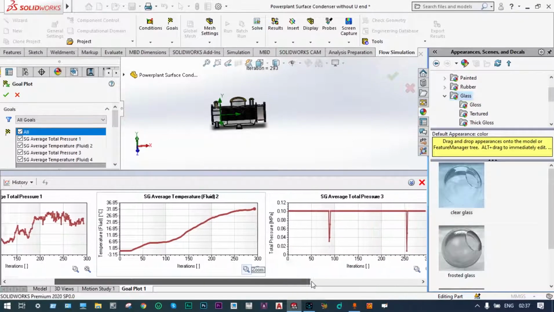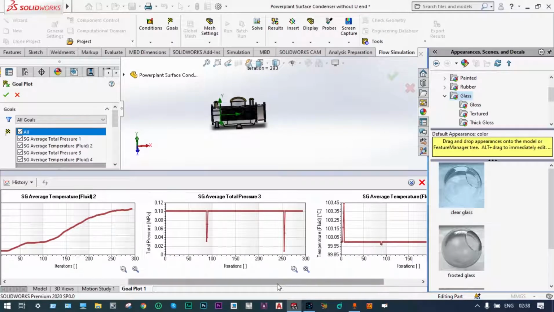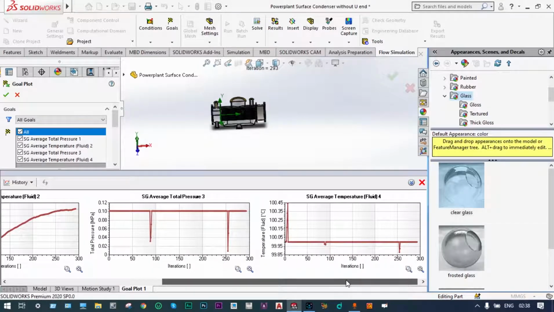And next one, we can see the pressure at the exit of hot water is almost constant. It is equal to atmospheric pressure. And finally, the temperature of steam was not reduced at all. After 293 iterations, we found that temperature of steam is 99.9 degrees centigrade approximately.